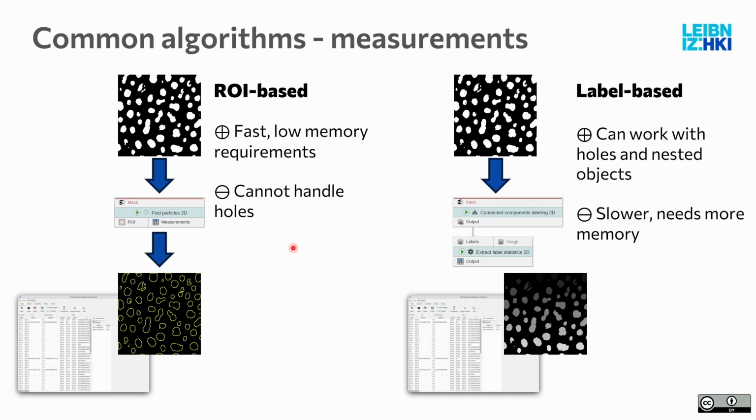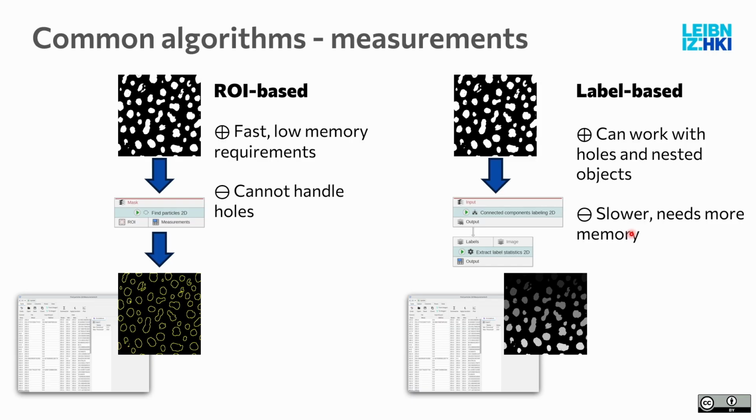So a safer choice for anything that has holes is label-based analysis. When you have a mask, you use a different node to convert it into a label image. It's called Connected Components Labeling 2D. It comes from MorphoLibJ originally. These are slower and need more memory because they are full images, but they can be basically any shape. You can have them nested inside. You can basically do anything with them.